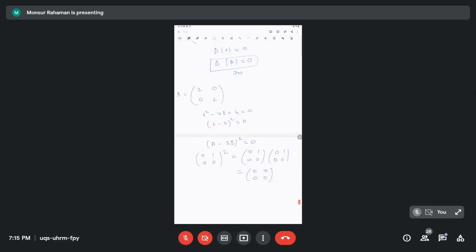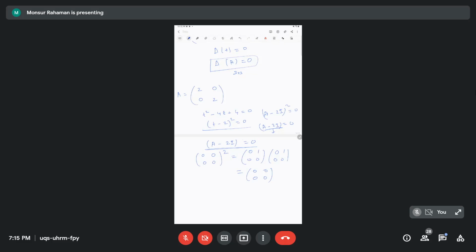But what about this other matrix? Its characteristic polynomial is also the same, (t minus 2) square. It satisfies (A minus 2I) square equals 0 by the Cayley-Hamilton theorem. But at the same time, A minus 2I is obviously 0. So this is a 1-degree polynomial that A also satisfies. So this is the minimal polynomial.